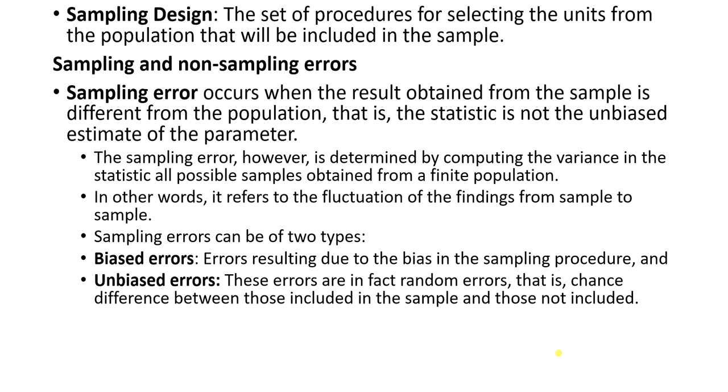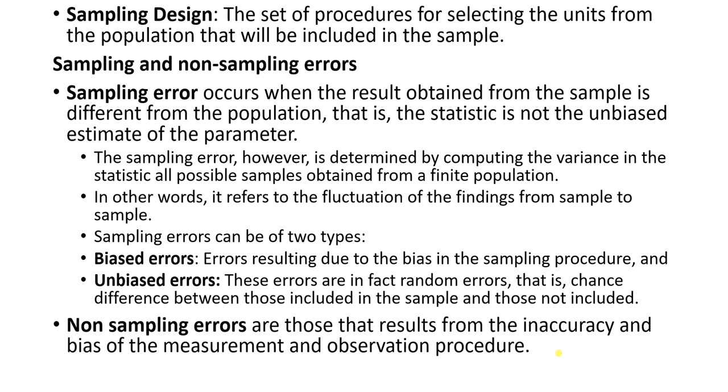Such sampling errors may be systematic or biased errors, errors resulting from some known biases in the sampling method or sampling procedure. And there are some chance errors, random errors, that are also called unbiased errors. So, the chance difference between those who have been included in the sample and those who cannot be included may also be a source of error, and that random source of error is called random errors or unbiased errors.